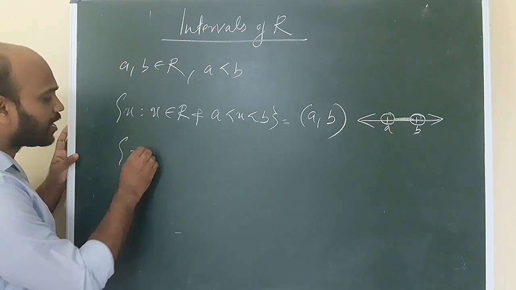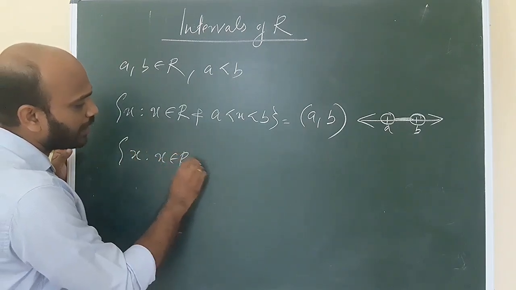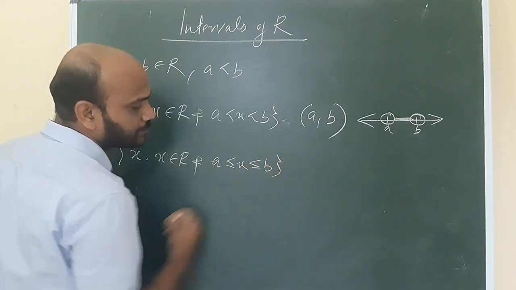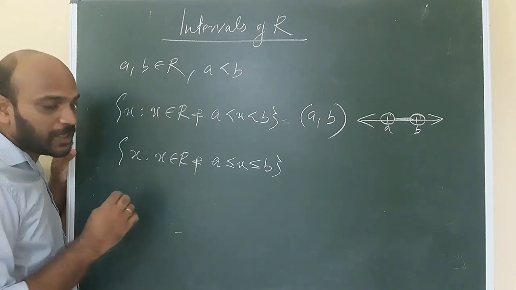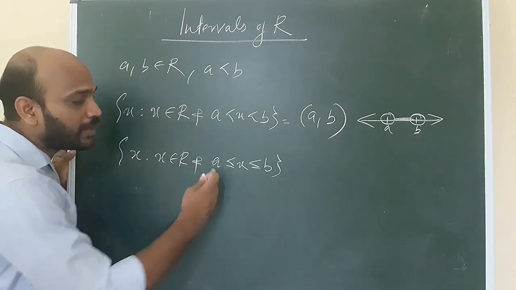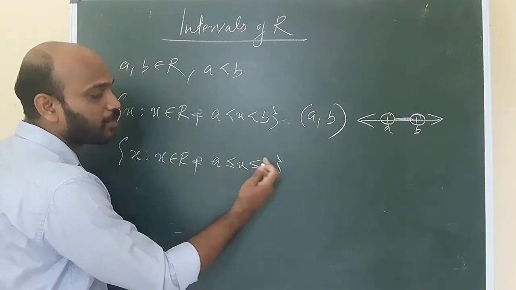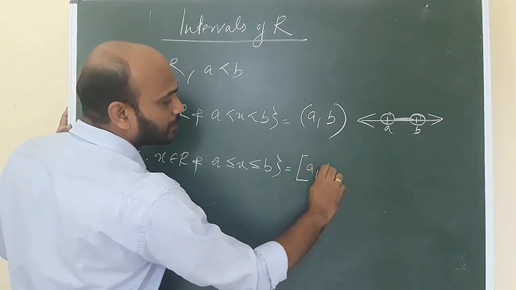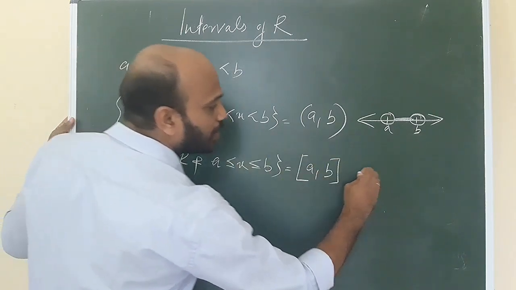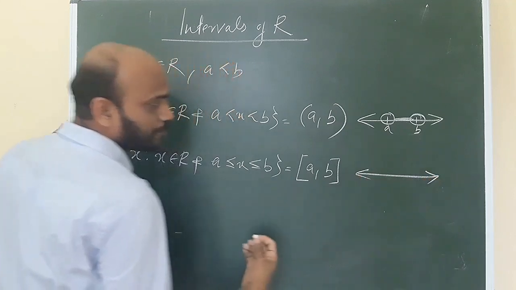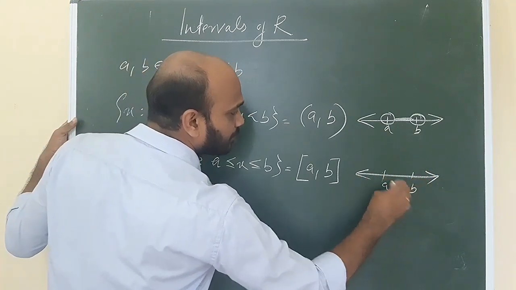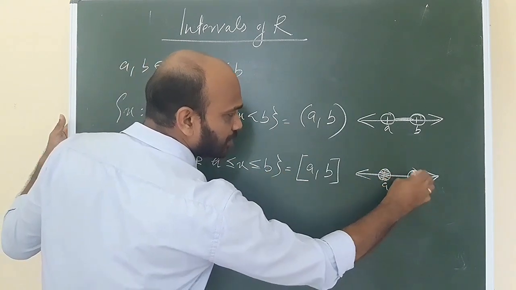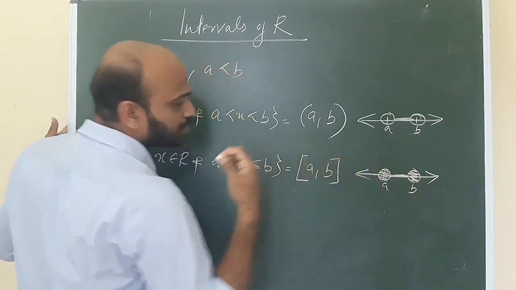Now the next one, the set of all x such that x belongs to R and A is less than or equal to x less than or equal to B. That means all real numbers between A and B including A and B. The starting point is A and the end point is B. This one is a closed interval, denoted by closed interval from A to B. On a number line, it can be represented in this form with 2 points A, B. You have to draw two small circles and shade both circles, and join them.